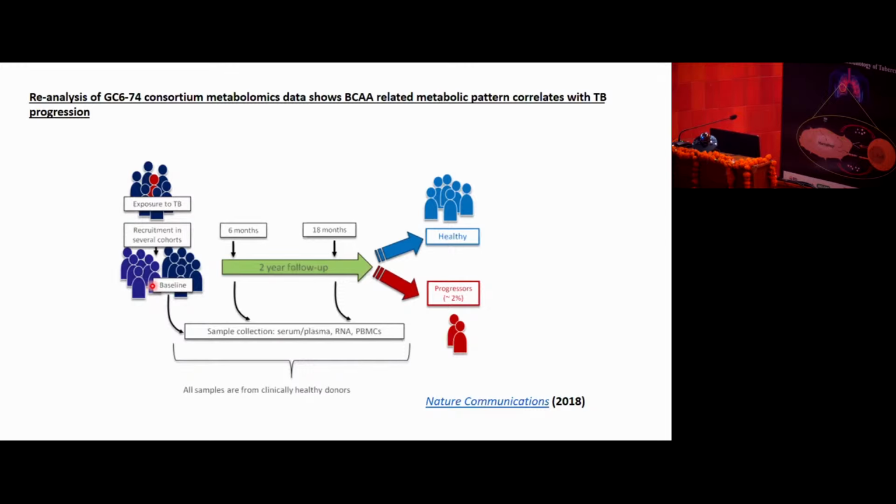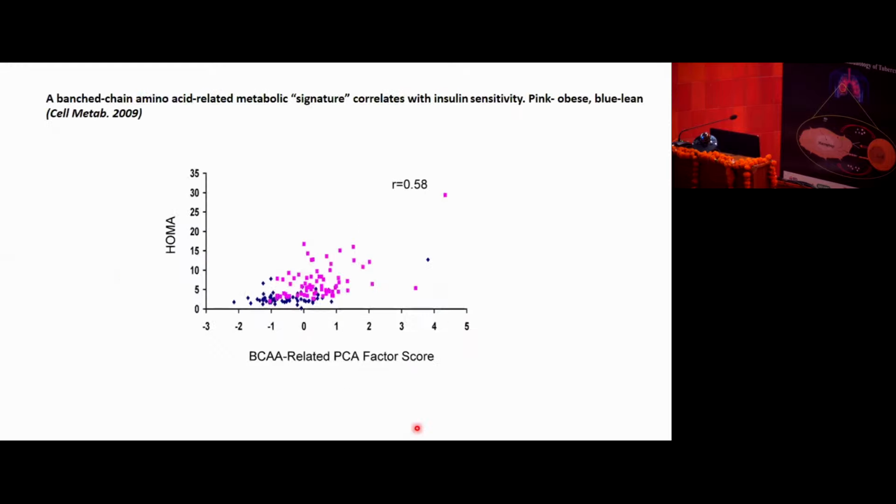Then they followed them for 2 years. Some of them developed TB within 6 months, some developed it after 9 months. So they classified them as progressors, which is around 2% only, and those who remained healthy and didn't develop TB in 2 years. So we did a study.